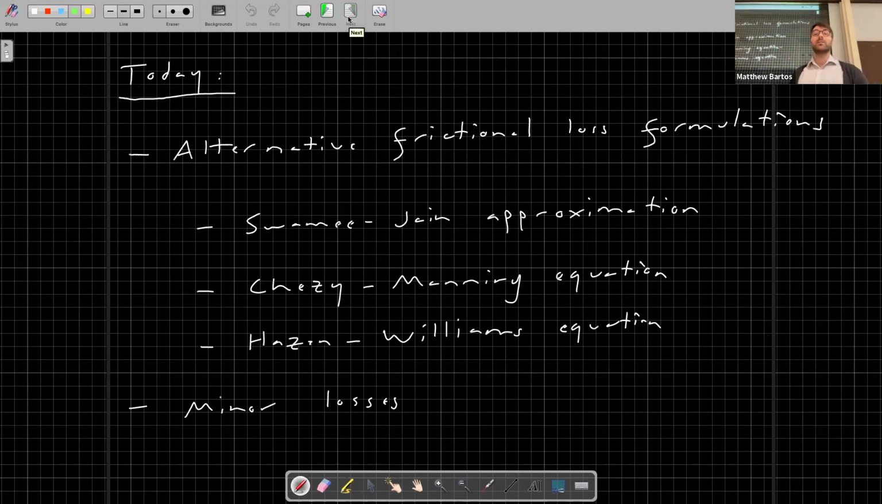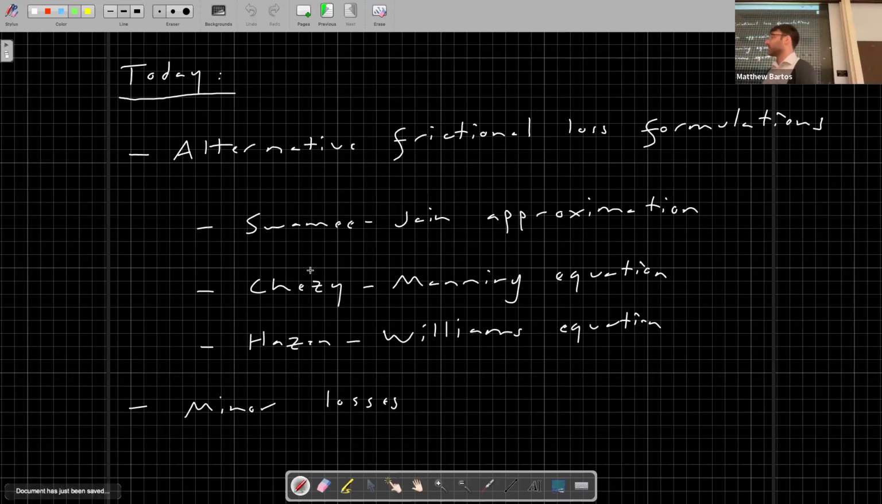So there are a couple alternative friction loss formulations that I want to introduce today. These are more empirical approaches that we'll be using to make our lives easier. They're not only easier to compute, but these are also widely used within the water industry. And so these are all models that you should know. So the first is the Swamee-Jain approximation to the Colebrook-White friction factor. This is going to be used with the Darcy-Weisbach equation in place of the Colebrook-White equation for solving the friction factor. The second model is the Chezy-Manning equation.